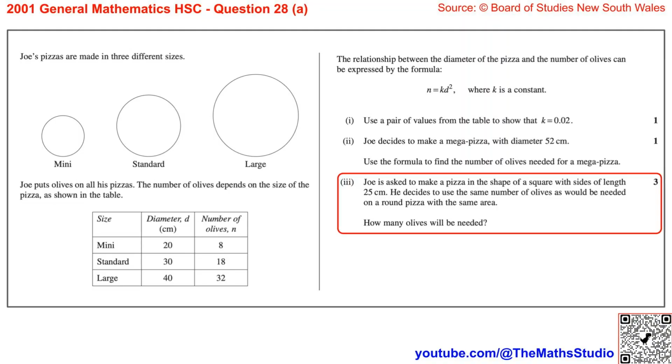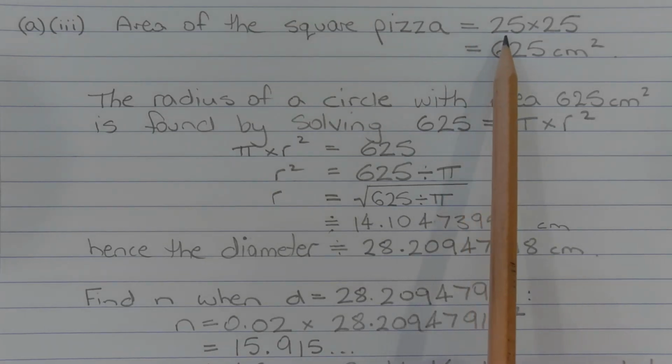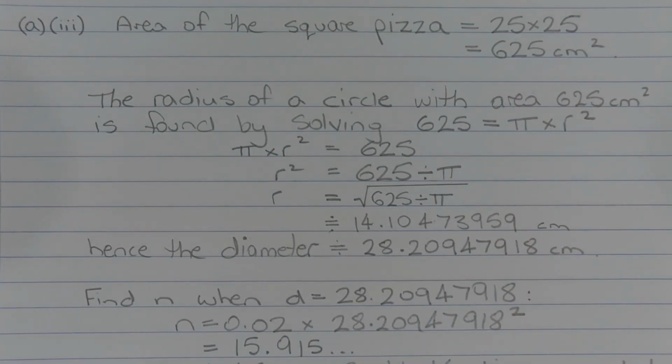Part 3. Joe is asked to make a pizza in the shape of a square with sides of length 25 centimeters. He decides to use the same number of olives as would be needed on a round pizza with the same area. How many olives will be needed? The first step is to find the area of the square pizza with side length 25 centimeters. And that's equal to 25 times 25, which equals 625 square centimeters.